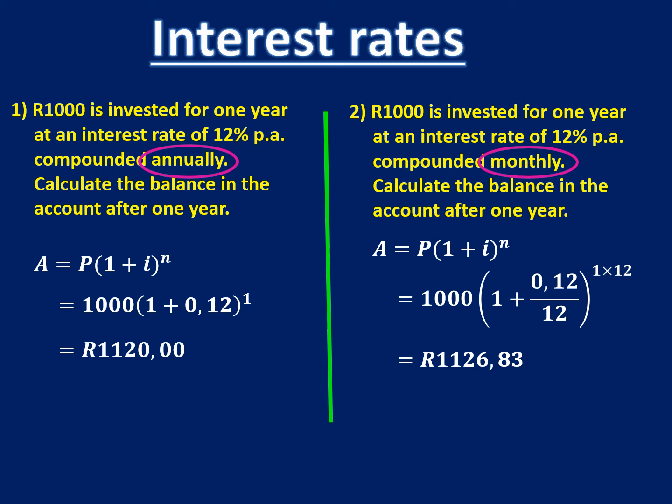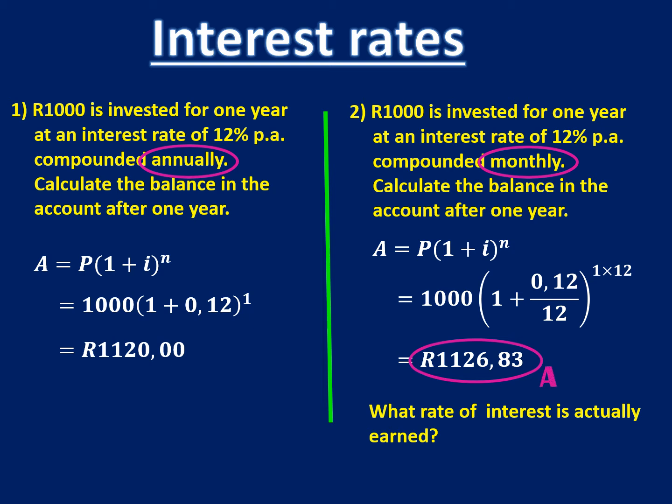But I want to know, how much am I going to end up with? How much interest am I actually earning? I'm not earning 12% because 12% should give me 1,120, but I'm ending up with slightly more. So to work out how much interest we're actually earning, we're going to take our 1,126 Rand and 83 cents and make that our final amount. And we're going to take our 1,000 Rand, make that our initial deposit, and then we can calculate what interest we're actually earning. So we'll look at that in the next slide.